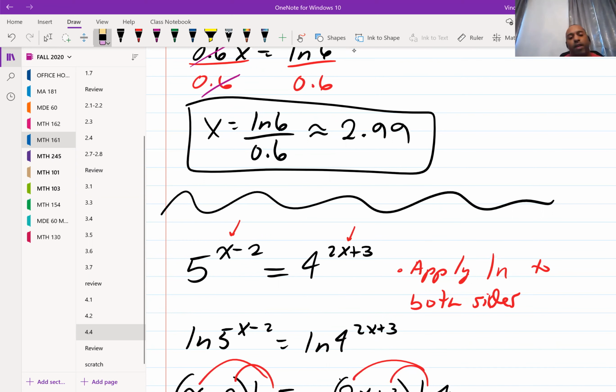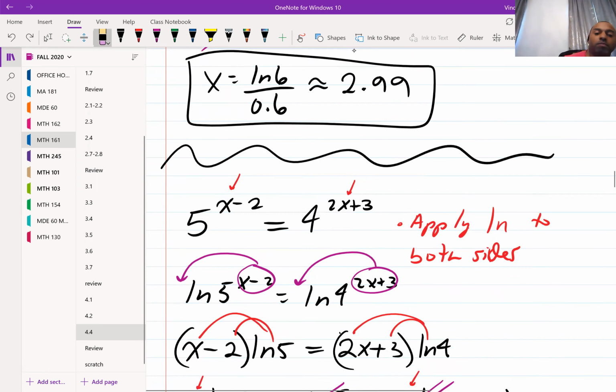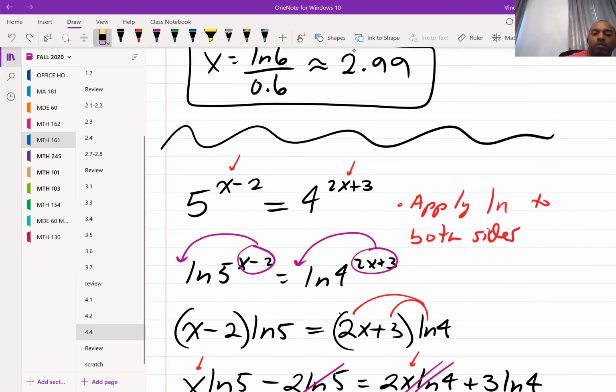Natural log of 5 to the x minus 2, natural log of 4 to the 2x plus 3. Applying the natural log to both sides allows us to bring the exponents down front. And that'll leave us with x minus 2 times natural log of 5, 2x plus 3 times natural log of 4.